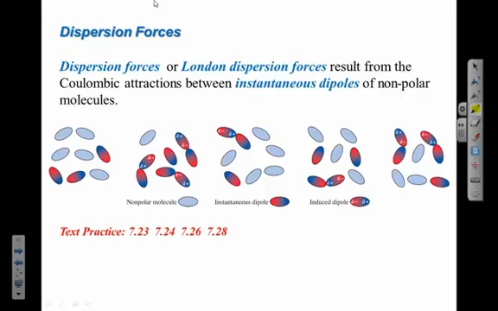A temporary dipole moment is formed on a molecule that would normally be nonpolar. So either there's no difference in electronegativity between the atoms, or it's a symmetrical molecule and I don't have opposite charges on opposite sides due to the symmetry. In a nonpolar molecule, I form a temporary dipole moment due to the instantaneous random shifting of the fluid electrons that happen to maybe go to one side or the other.